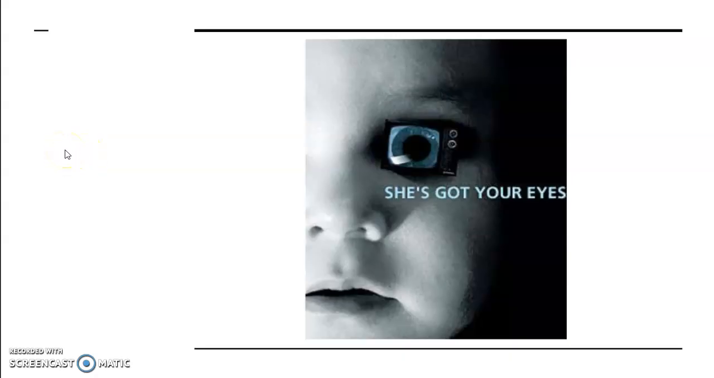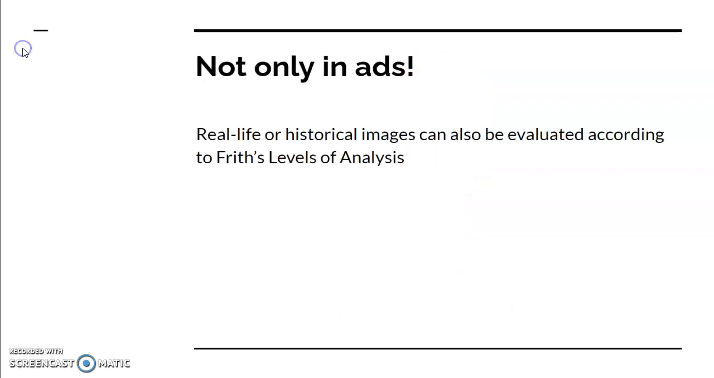And this one is going to be a historical image. Because real life or historical images can also be evaluated according to Frith's levels of analysis, and obviously so can texts. So I'm leading us through a variety of images that get us closer and closer to a text, a traditional text, so that it'll be easier to do this work with something that's not just a visual.